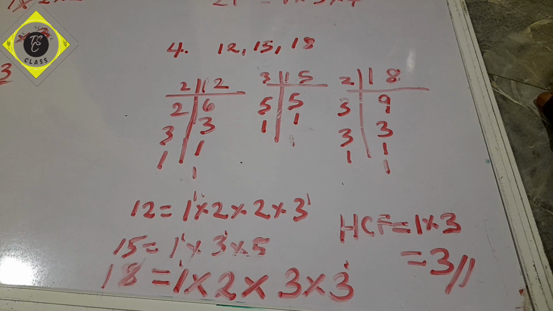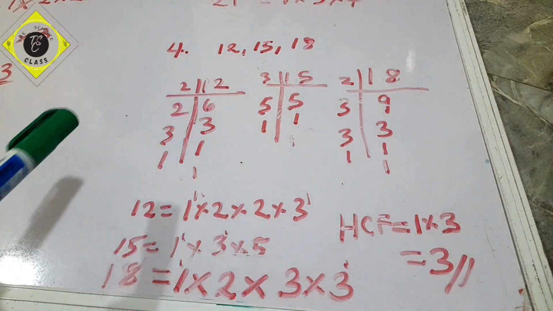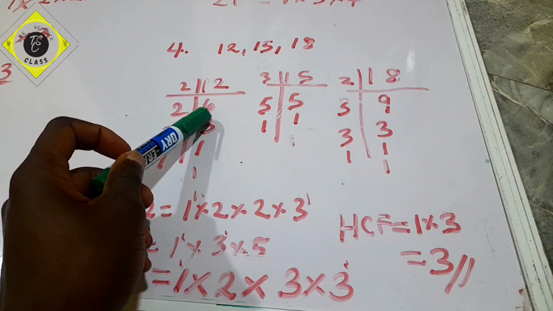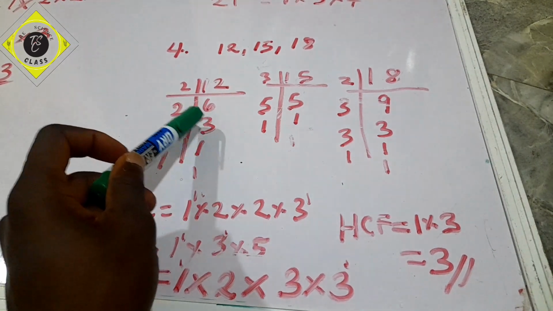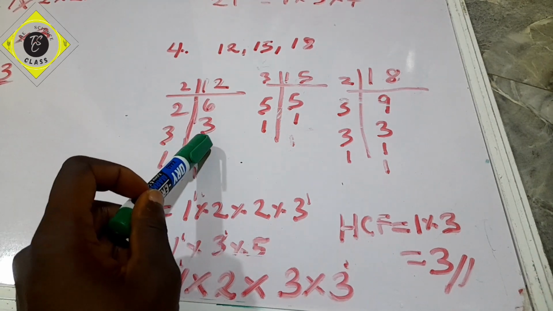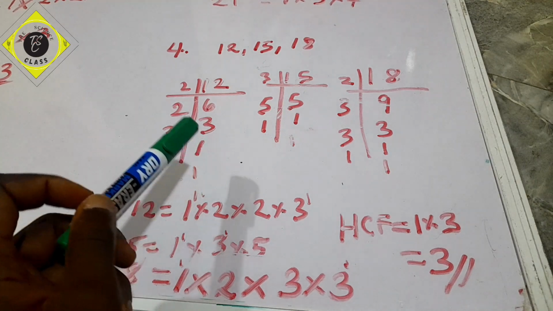Our last example for today is the highest common factor of 12, 15, and 18. So 12 is here. 12 divided by 2 gives us 6. 6 divided by 2 gives us 3. 3 divided by 3 gives us 1. 1 divided by 1 gives us 1.